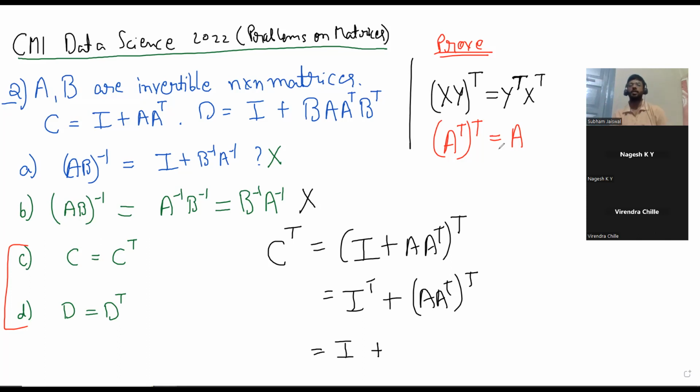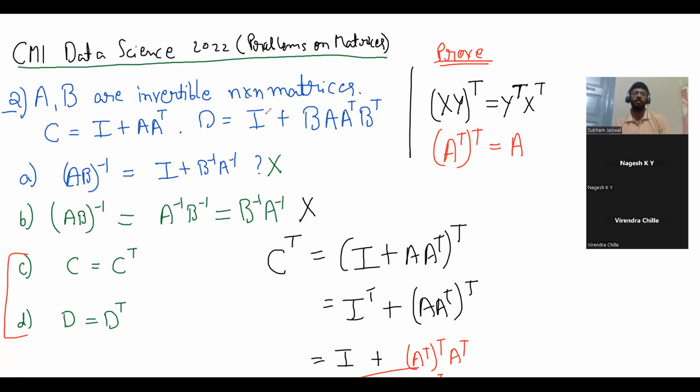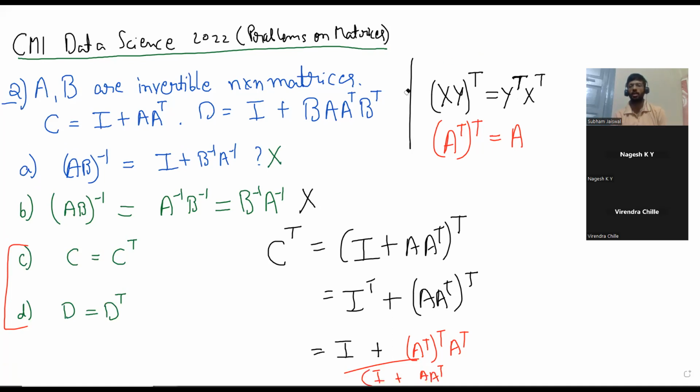And then it is just trivial, right? So you just do this, and then this becomes A transpose transpose, and A transpose transpose is A, and so it is. That's it, right? So that's all. So C is correct, then D is also correct.